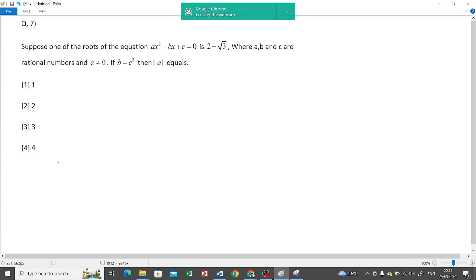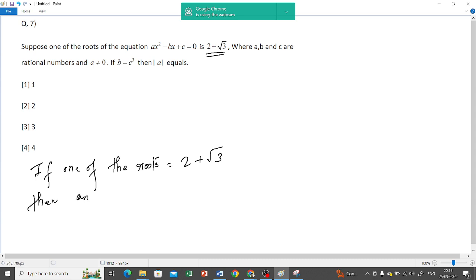Now always remember that if one of the roots is 2 plus root 3, then what is another root? Another root will be 2 minus root 3.